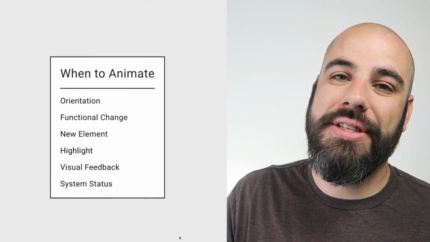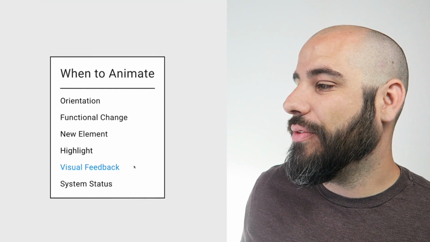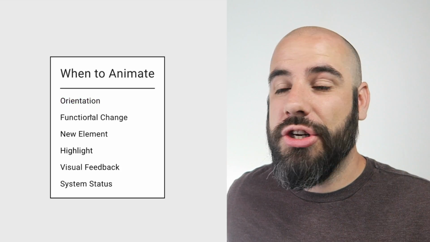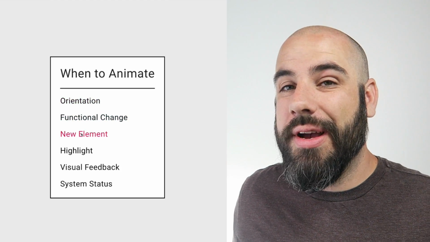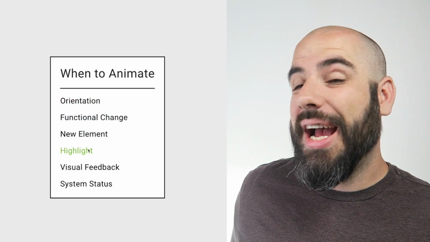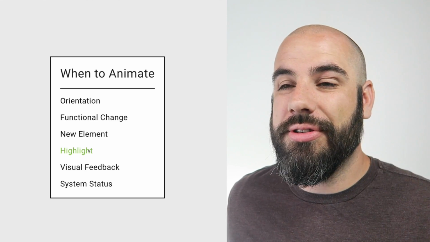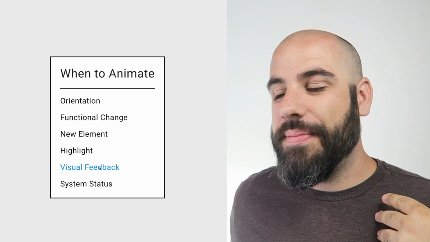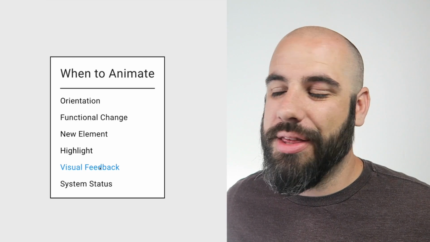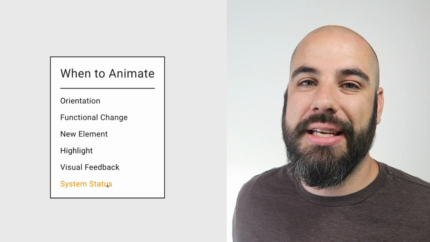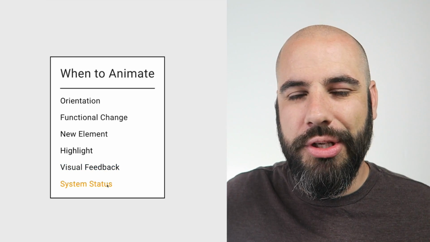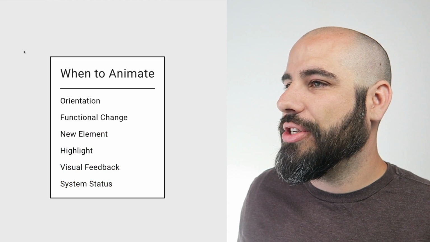So I have a list here of six things. Let's go down the list. We have orientation, functional change, a new element is on the page, highlighting something to bring the user's attention to it, visual feedback, letting the user know that they're doing the right thing, and system status, letting them know that something's working. So let's just scroll through these.